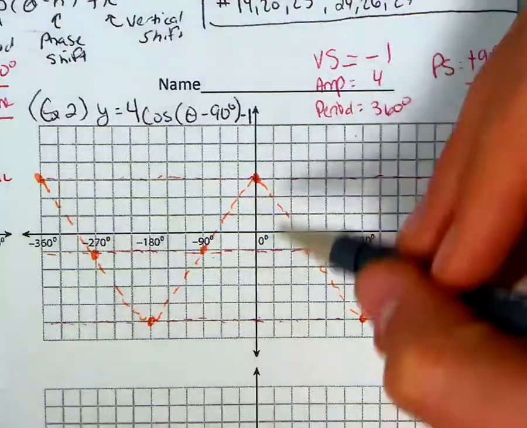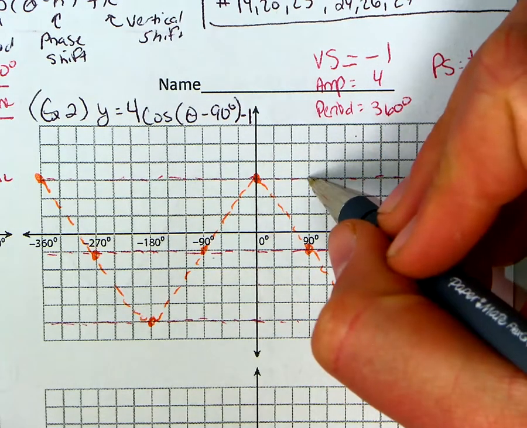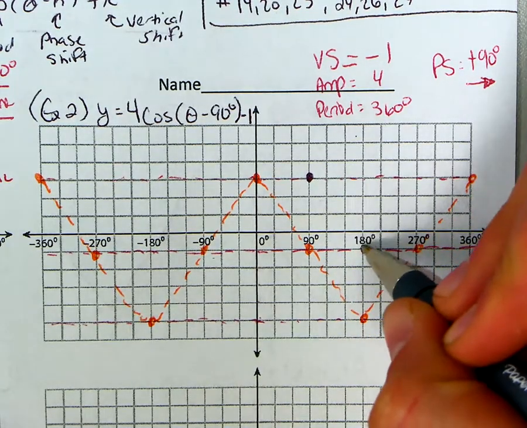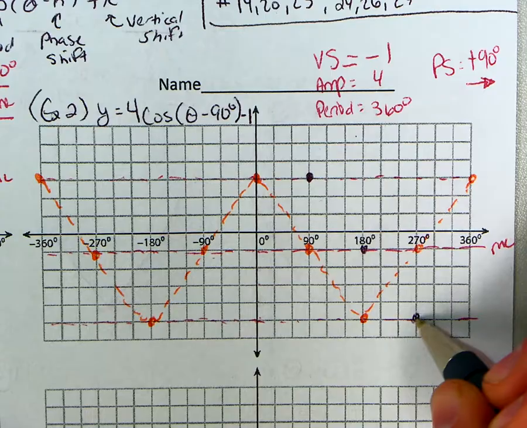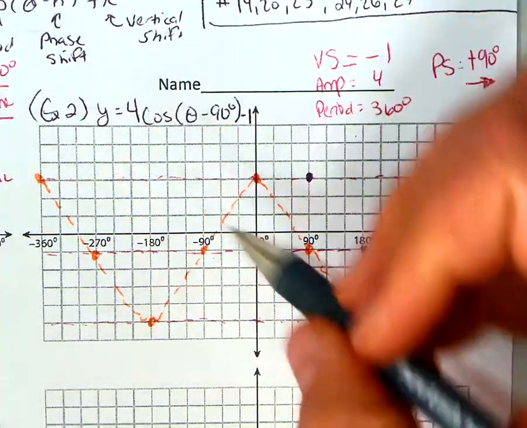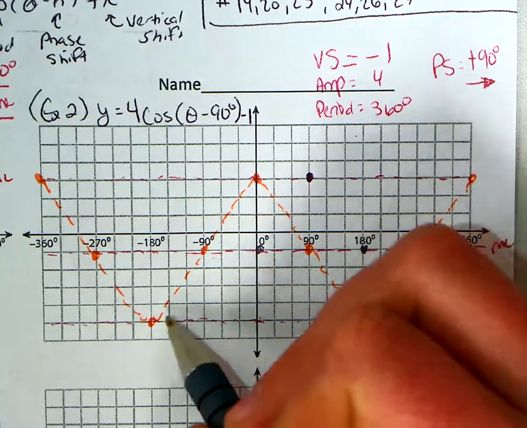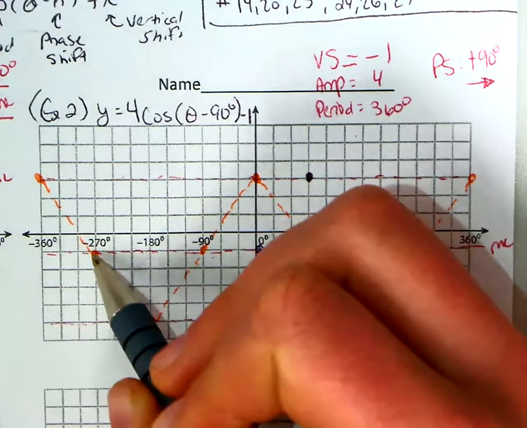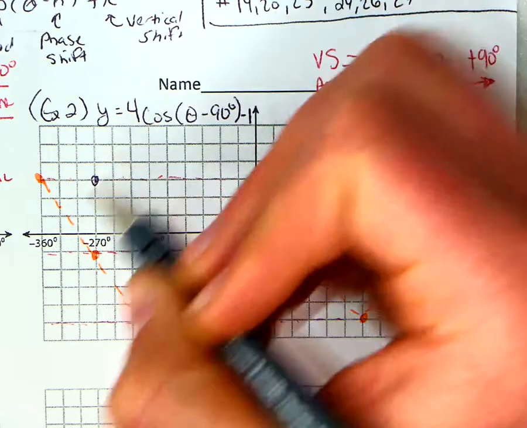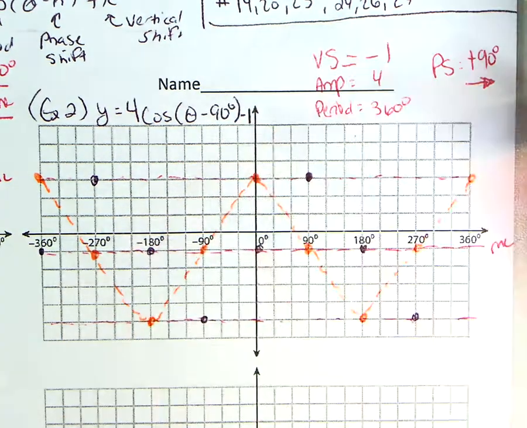I'm just going to start at the y-axis. So here's the point, I'm just going to move it over 90 degrees. Here's the point, move it over 90 degrees. Here's the point, move it over 90 degrees. Here's the point, oh, it's off the graph, whatever. Okay? Then we go on the left side. Here's the point, we move it over 90 degrees. Here's the point, move it over 90 degrees. Here's the point, move it over 90 degrees. And here's the point, move it over 90 degrees. And then we can create that last point because you know it's going back down to the midline.